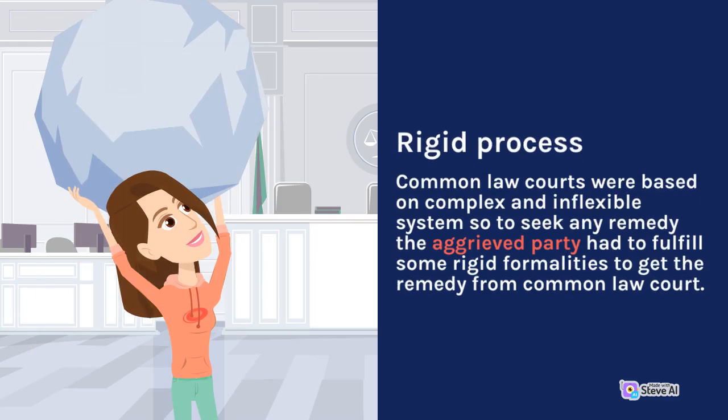Rigid process. Common law courts were based on complex and inflexible systems, so to seek any remedy the aggrieved party had to fulfill some rigid formalities to get the remedy from the common law court.